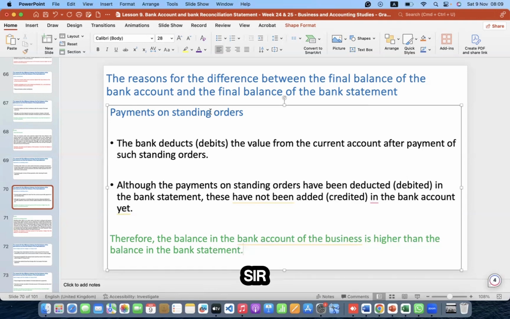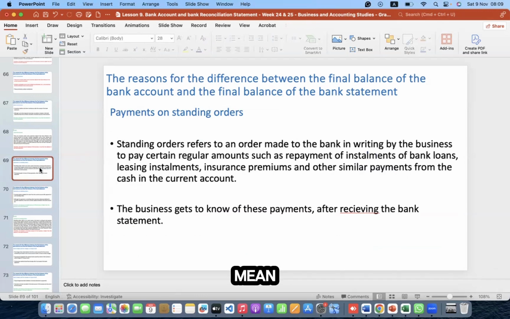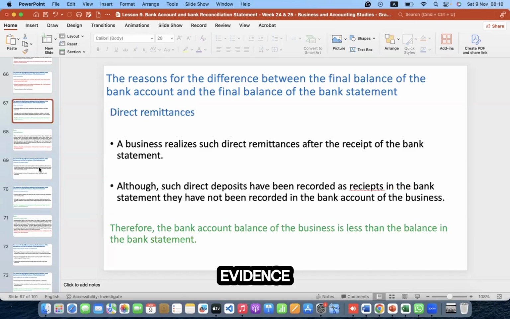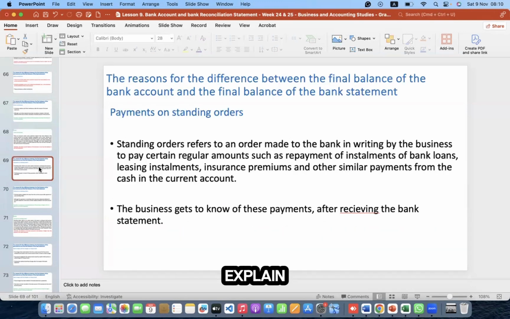Yes, sir. Sir, can you explain the first point again? What do you mean in particular? Sir, on the previous slide. This one? No, sir. Now you explain, sir. You mean the direct remittance? No, sir. Now you explain this.